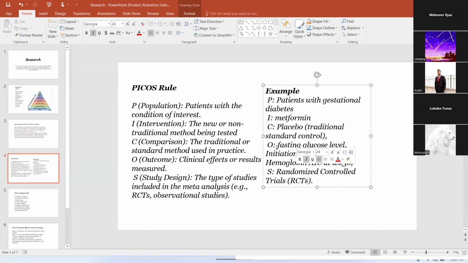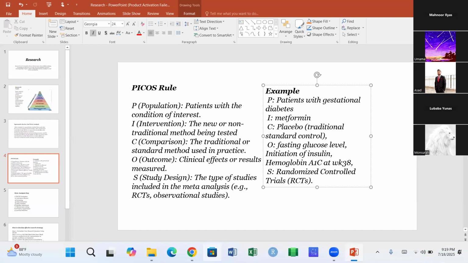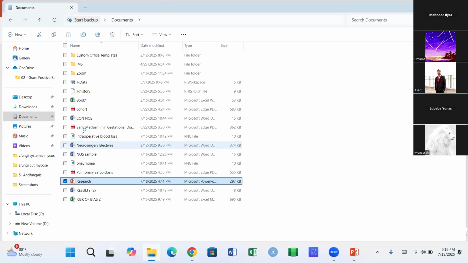Now let's say what are my outcomes. My outcomes of interest are fasting plasma glucose or fasting glucose level, initiation of insulin, and hemoglobin HbA1c at 38 weeks. This I'll show through an example. Now I'll share an RCT, and my study design is RCT. On this example, I'll come to a study, and in this study, I'll show you my PICO. So this is the study.